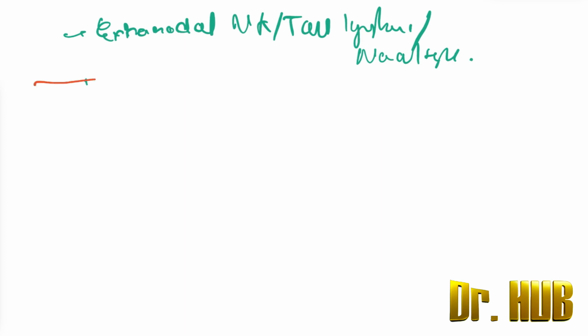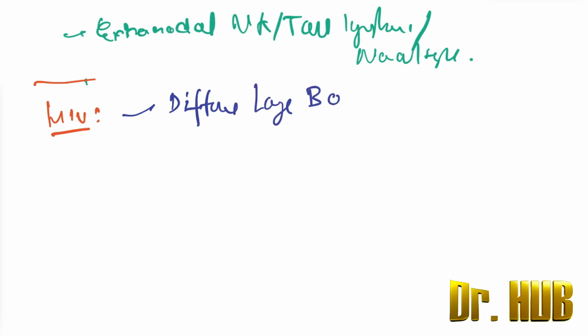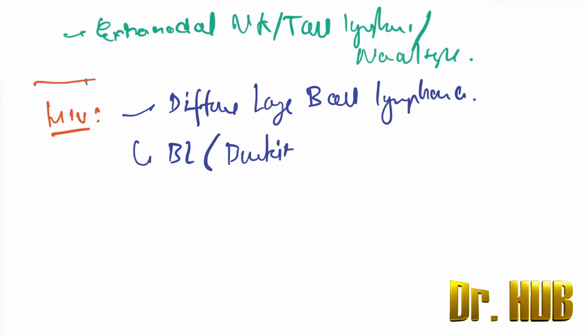Now we move on to HIV. Under HIV, it includes diffuse large B cell lymphoma, and there is also BL. BL stands for Burkitt's lymphoma.